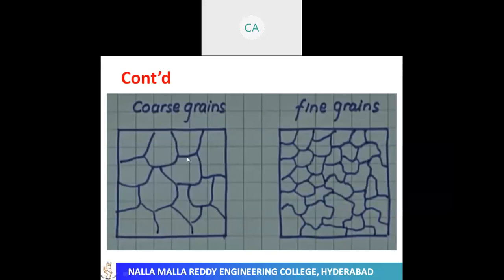Here we have shown that you can see the grain size is larger here in the first example, then in the second example we call these coarse grains and here fine grains. So fine grains have more grain boundaries and more obstacles to dislocation motion, which means higher strength is required. Grain size means intercept size.